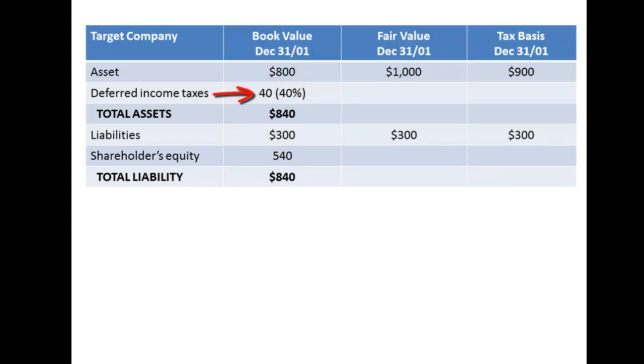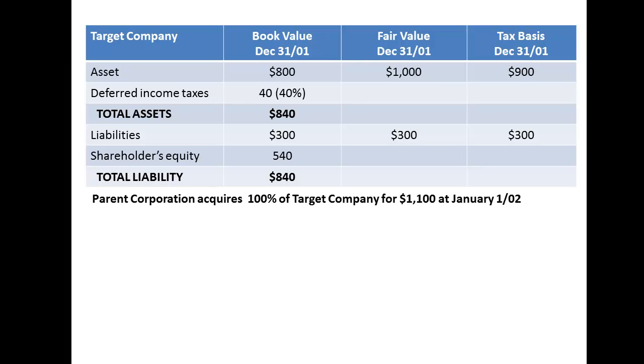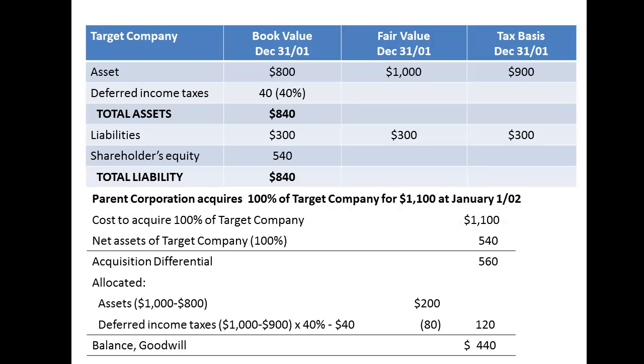You should realize that it arises from the fact that the tax basis of assets is higher than the accounting basis. The $40,000 is based on the taxable difference of $100,000, which is determined by the $900,000 tax basis less the $800,000 accounting basis. The bigger tax basis gives us higher tax deductions in the future, and thus we have an asset. Then Parent Corporation comes along and acquires Target Company shares for $1,100,000. Let's do the purchase price allocation calculation.